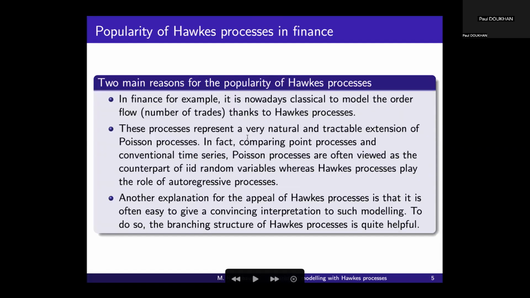Okay, so just before coming to your comment, Donatas, why are Hawkes processes that popular these days? First, as you can see, there is this connection between autoregressive processes in the conventional time series world and Hawkes processes for point processes. So if you know about time series, it's a very natural extension of Poisson processes. This is the mathematical explanation, but there is another reason why people are interested in modeling with Hawkes processes: the underlying branching structure that you have in Hawkes processes.